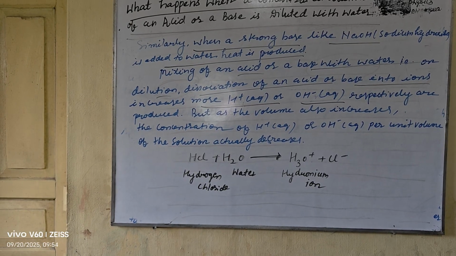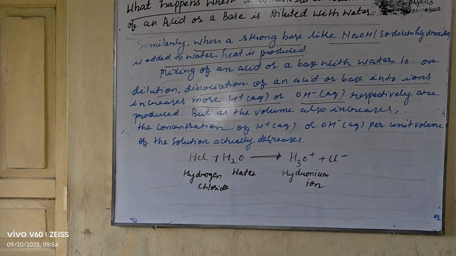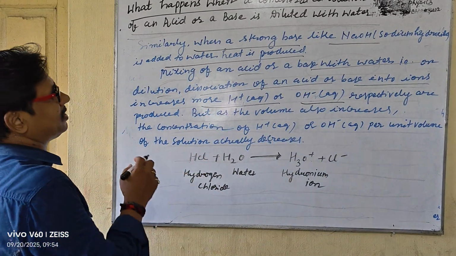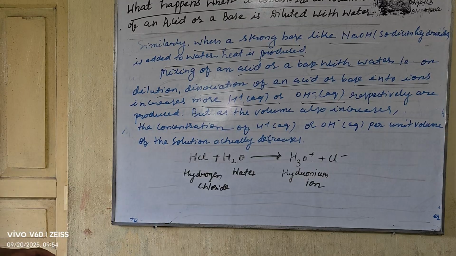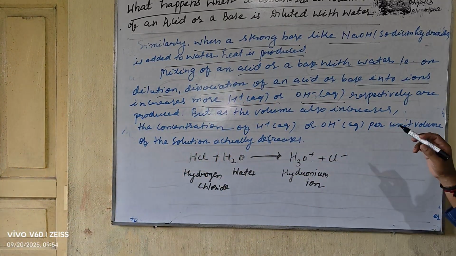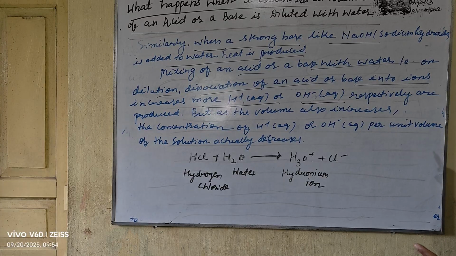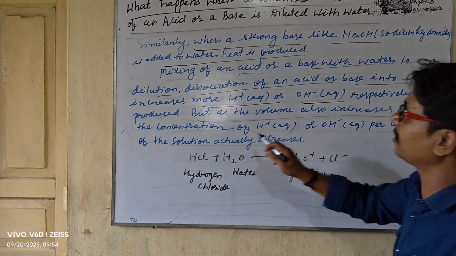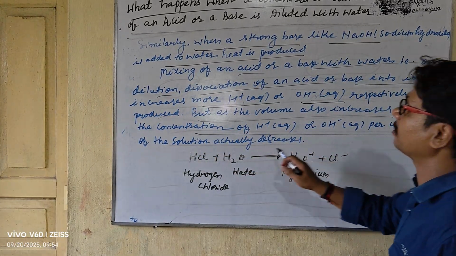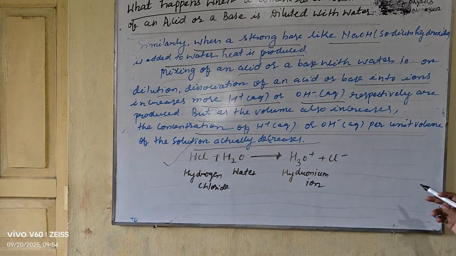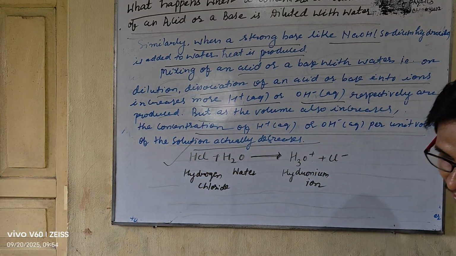Similarly, when a strong base like sodium hydroxide is added to water, heat is produced. On mixing an acid or a base with water, that is on dilution, dissociation of the acid or base into ions increases. More H+ (aq) or OH- (aq) respectively are produced. But as the volume also increases, the concentration of H+ or OH- per unit volume also decreases. Like this reaction: HCl plus H2O.